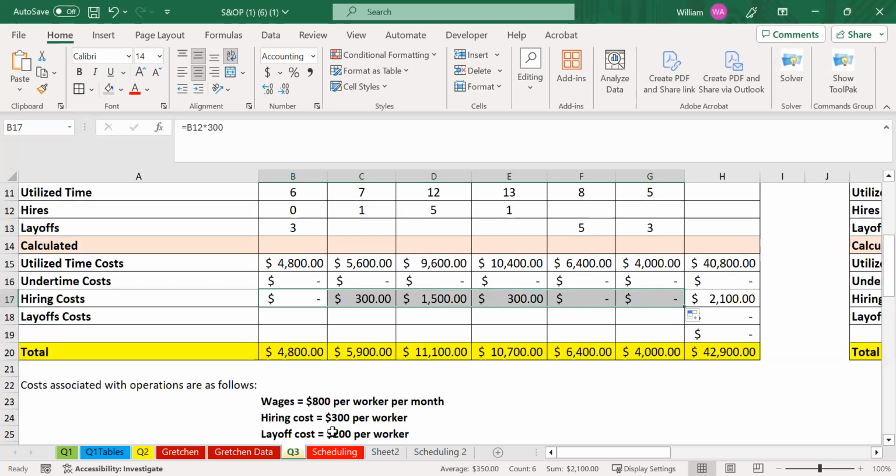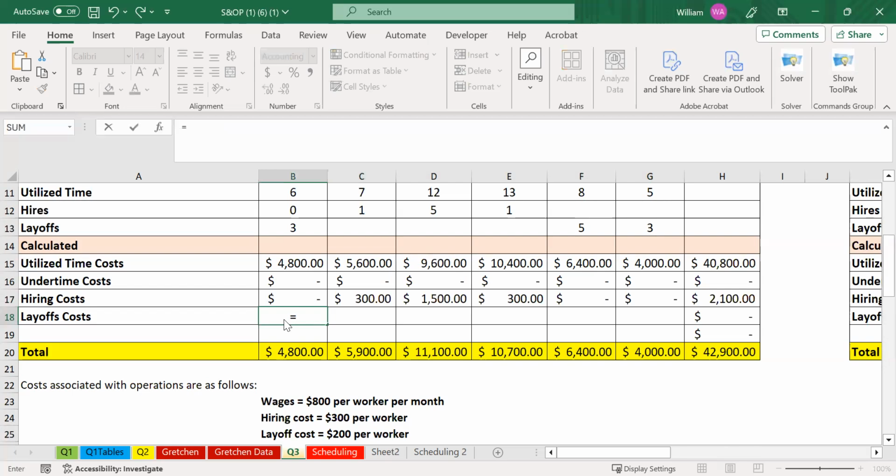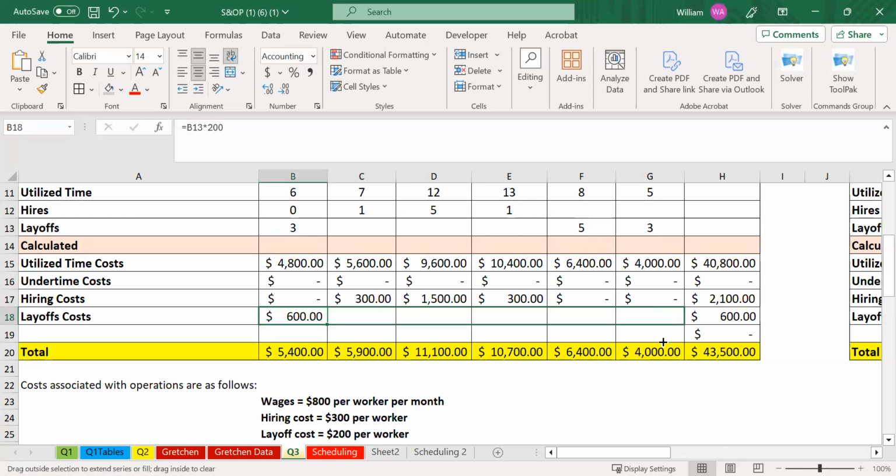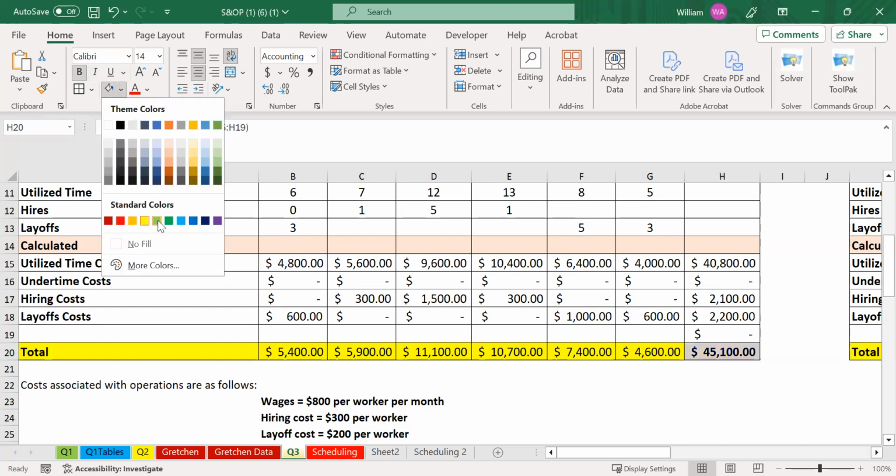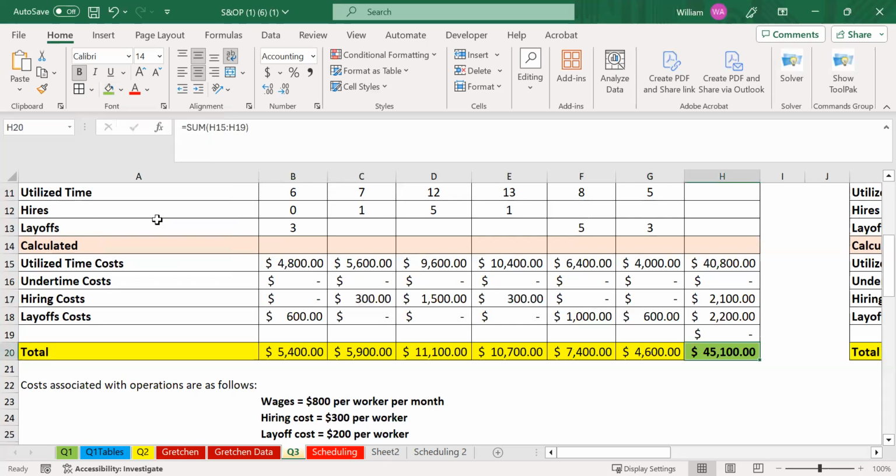And for layoffs, it costs us $200 to lay off an employee. The number of layoffs: we laid off 3 employees in January, so we're going to pay $200 for each. And I'll drag this all the way to the end. Okay. So if I add all those different costs up, the cost of this strategy over 6 months is $45,100. I'll keep that in mind because I want to compare this to the next strategy.